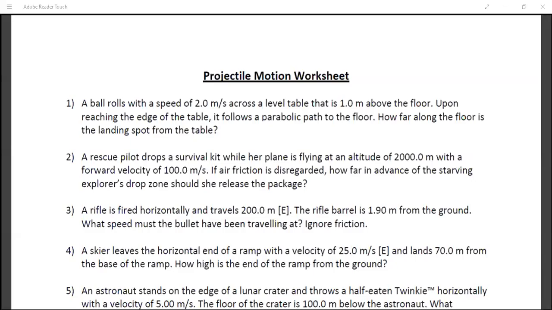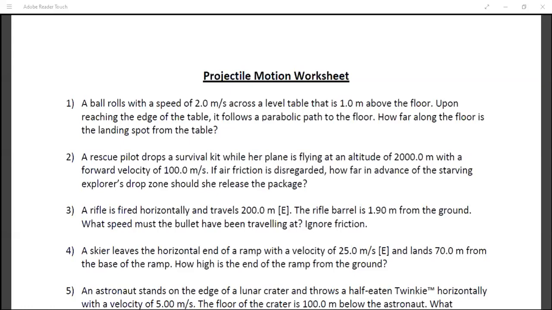In the same time, the ball would cover a horizontal distance. That is S is equal to ut. So S is equal to 2 meter per second into 0.29 seconds, which is equal to 58 meters.